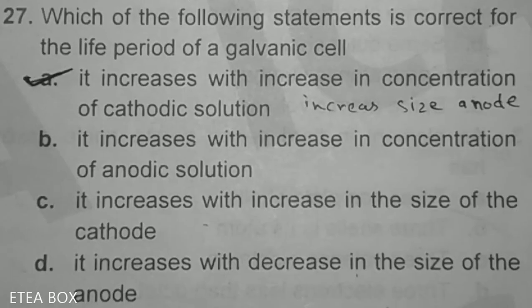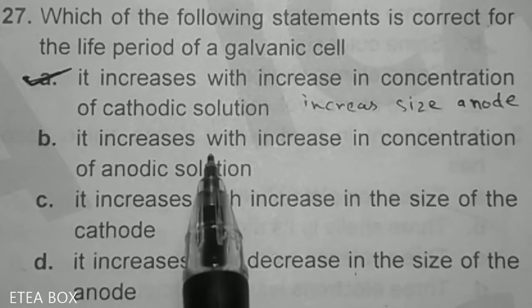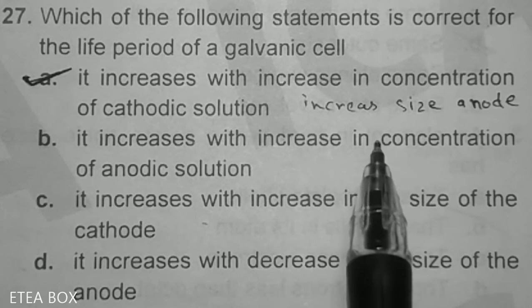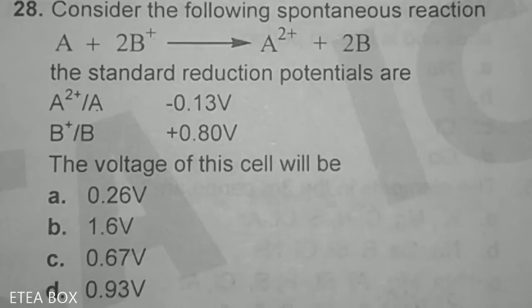Now the correct option is: it increases with the increase in the concentration of cathodic solution, and also it increases with the increase in size of the anode. So option A is correct.